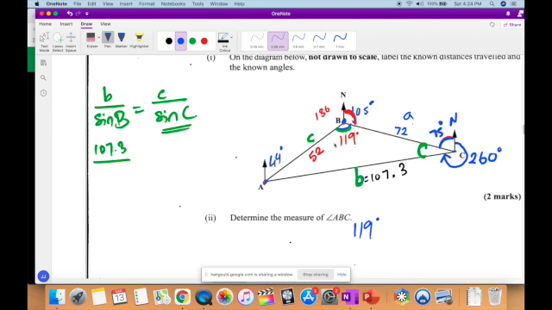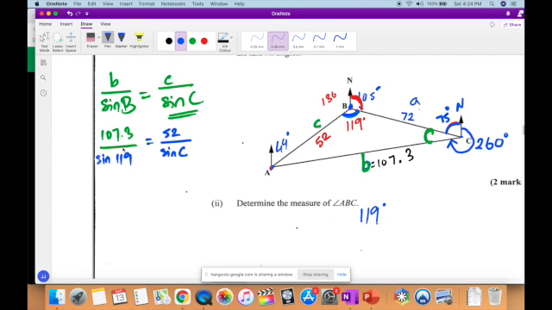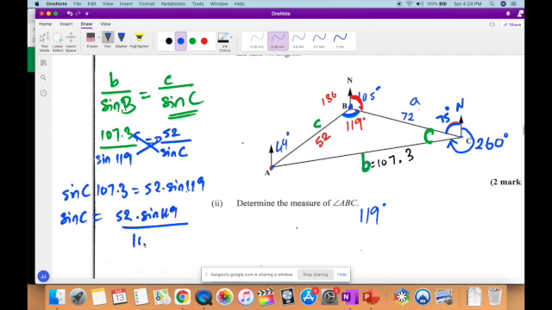So over the sine of B, the angle B is 119. So the sine of 119, and that is equal to C, which is what we want to find. No, the side C is 52, and it's the angle C that we want to find, which is the sine of C. So now with this, we could cross multiply. When we cross multiply this and this, we'll get the sine of C times 107.3 is equal to 52 times the sine of 119. Therefore, the sine of C is equal to 52 times the sine of 119 divided by 107.3.